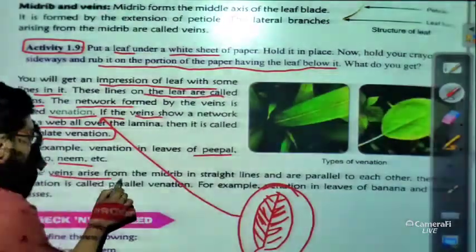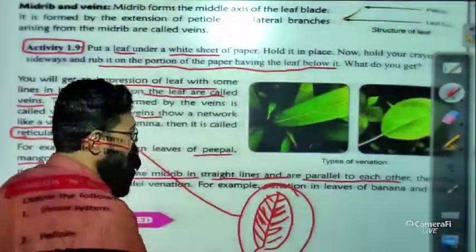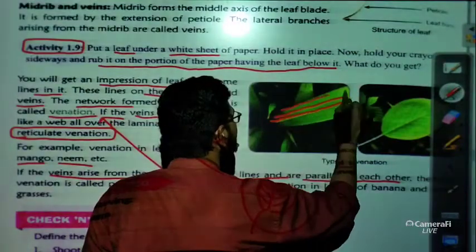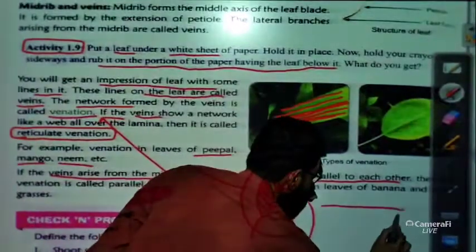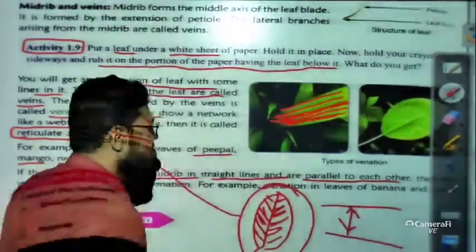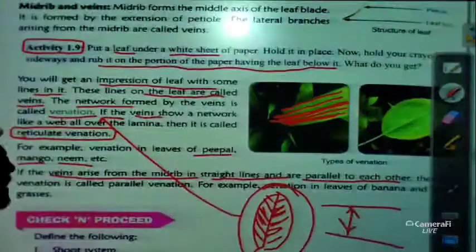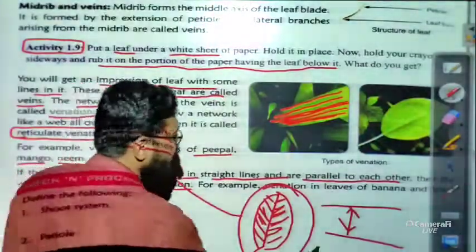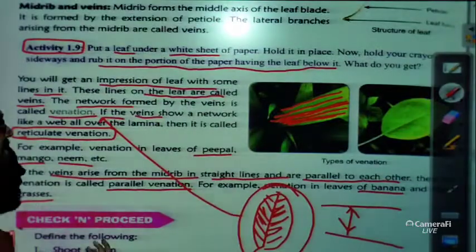And if the veins arise from the midrib in straight lines and are parallel to each other, you can see here in this picture. If this is the midrib, the veins are like this, parallel to each other, okay. Parallel lines means the distance between the two lines is always the same. You can see here all the veins are parallel to each other, and this venation we call parallel venation. For example, banana and grasses, very common examples.